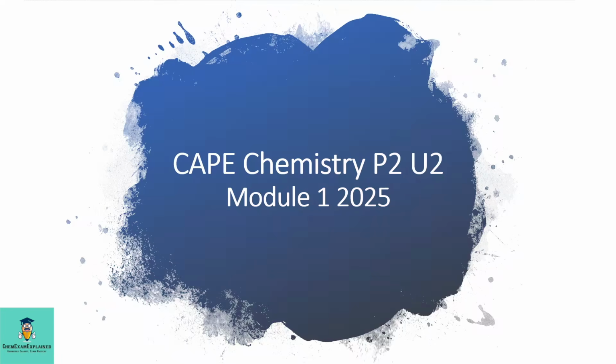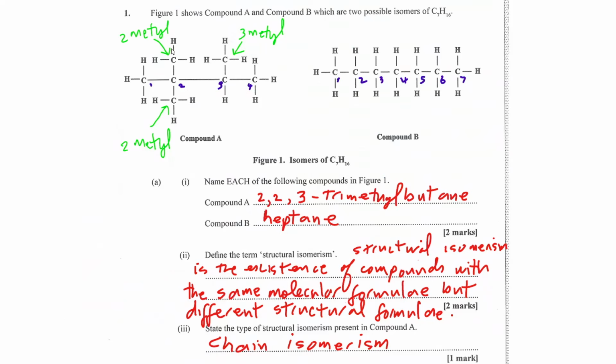In this video, we will be looking at CAPE Chemistry Paper 2, Unit 2, Module 1, 2025. Let's go. Number 1. Figure 1 shows compound A and compound B, two possible isomers of C7H16. So here we have our compound A and compound B. Part A, 1. Name each of the following compounds in figure 1.